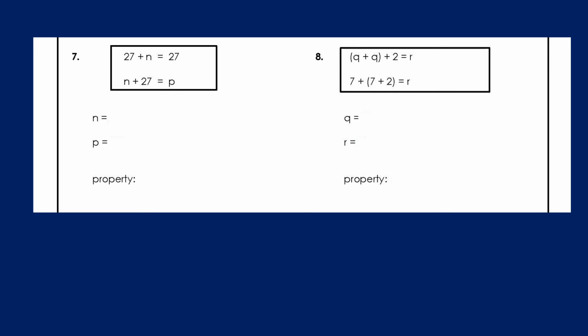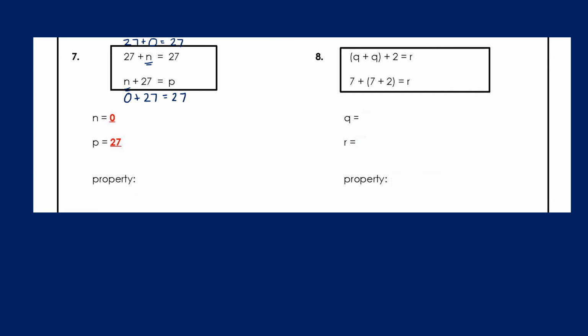Question 7. 27 plus a number equals 27. And a number plus 27 equals P. All right, so 27 plus 0, 27 plus 0 equals 27. And so we have established that n equals 0. So down here is 0 plus 27 equals 27. So n equals 0 and p equals 27.